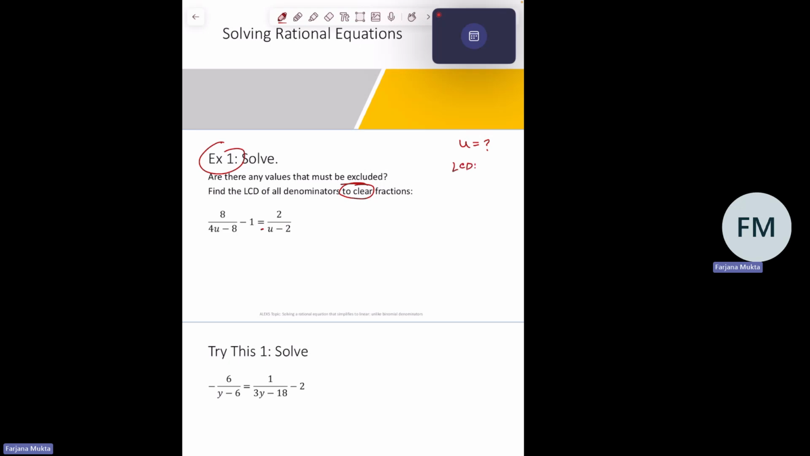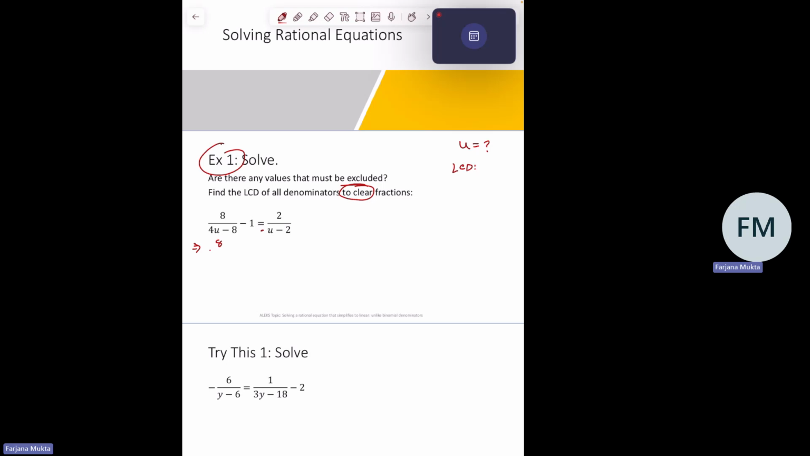Now, in terms of LCD, all of our expressions here have to be in factorized form, as you know. So let's check if everything is in factorized form or not. The first denominator, 8u minus 8, right? Since this is linear, the only thing we'll check is the greatest common factor. Do you have any greatest common factor here? Yes, 4. So let's factor out the 4, and what is left? u minus 2. The other term is negative 1, equal to 2 divided by u minus 2.